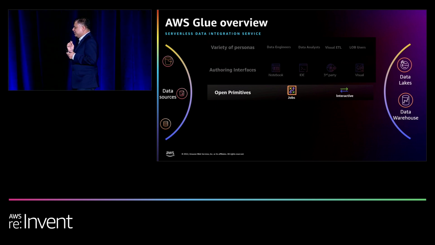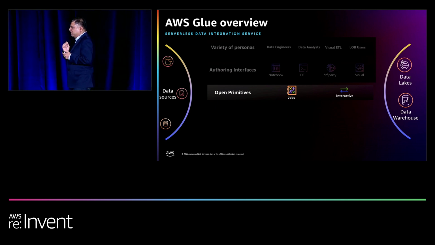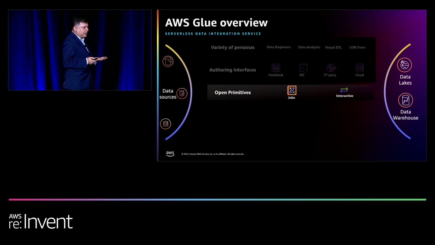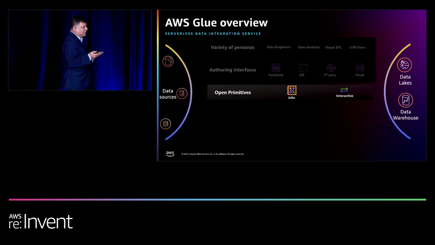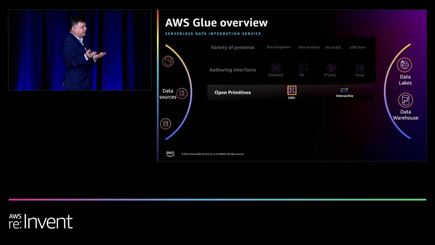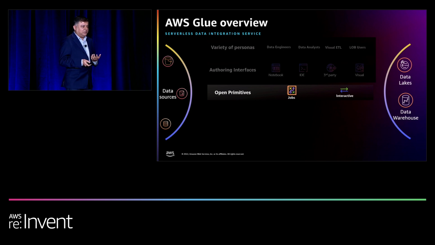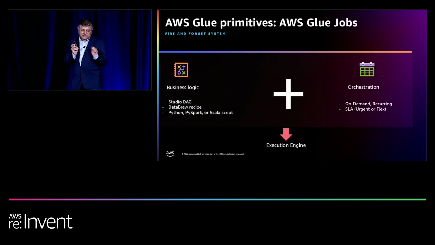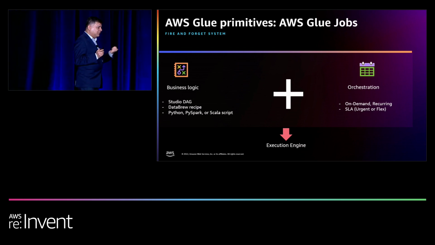Now we are going to talk about primitives. And we offer two primitives. These are open primitives in the sense that all the APIs are public. You can author your job in whatever interface you want and use any of these primitives. So we'll dive into the primitives first. So let's start with the first one, which is AWS Glue Jobs.